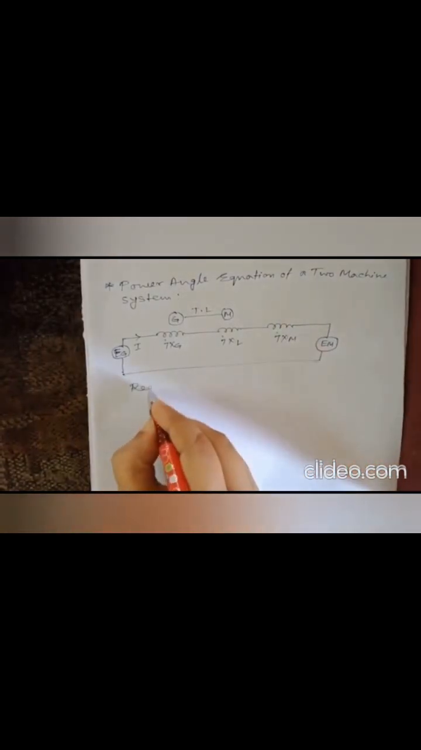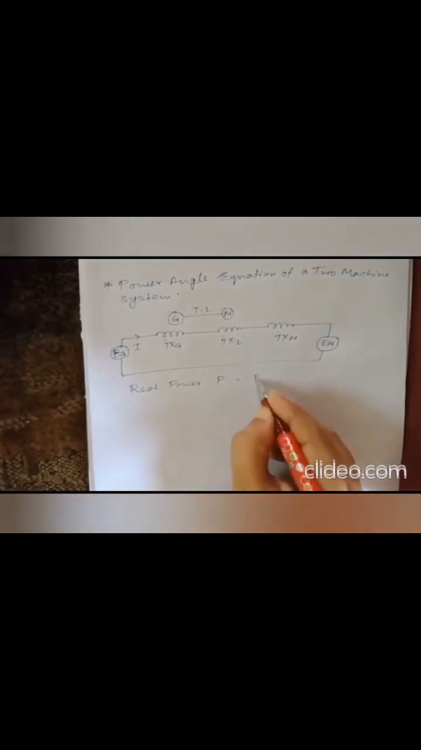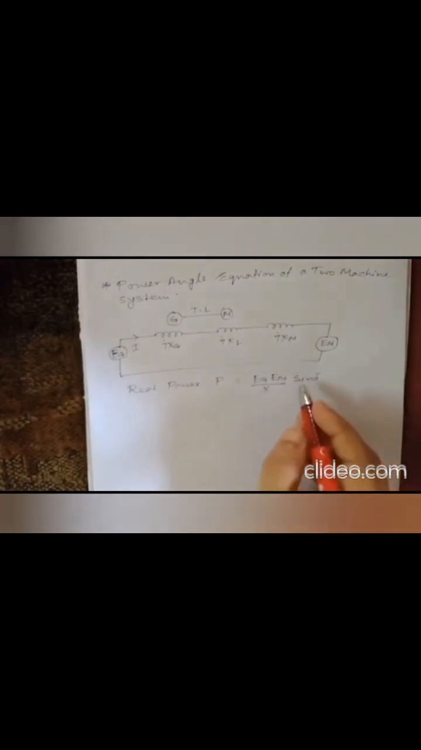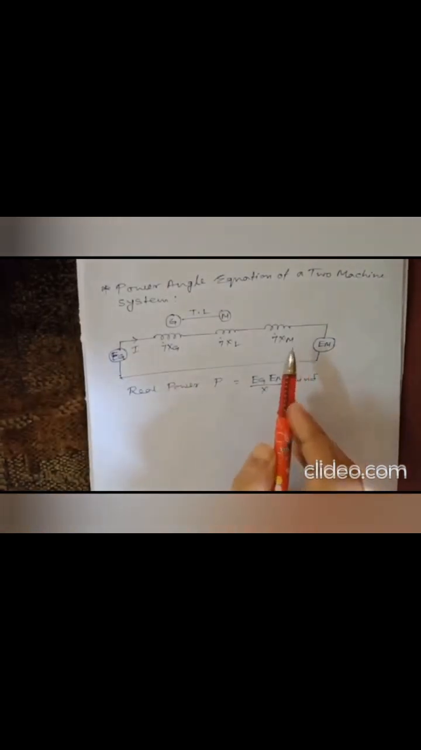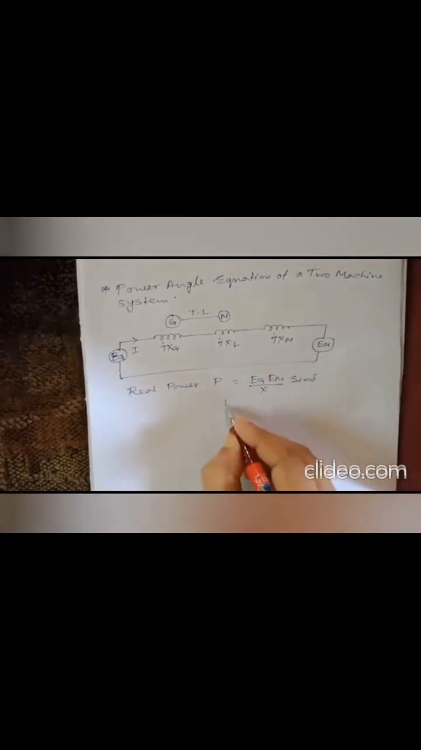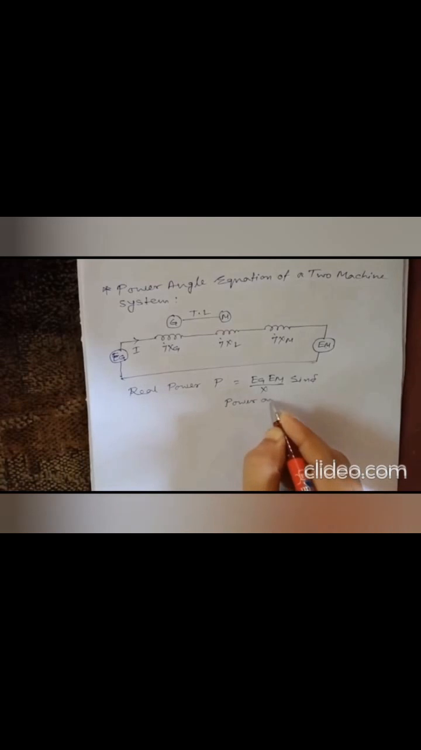Now, real power is given by EG EM by X sin delta. This equation shows that the power transmitted from generator to motor varies with the sine of the displacement angle delta between the two rotors. This equation is called the power angle equation.